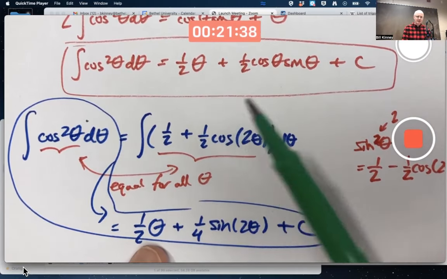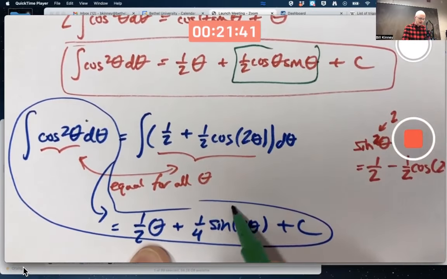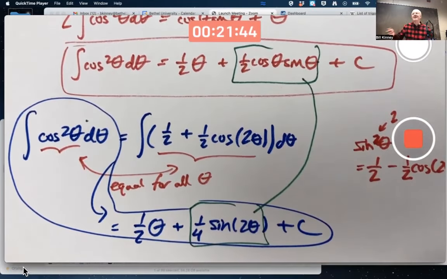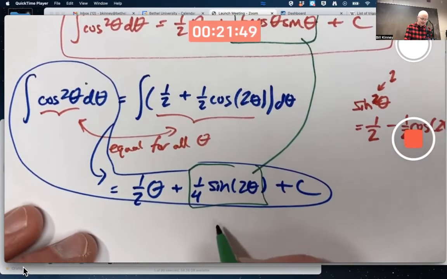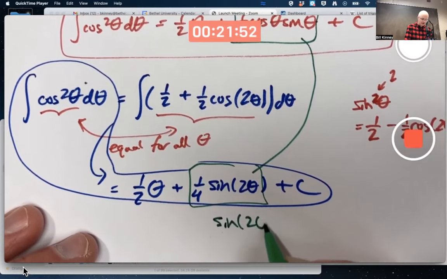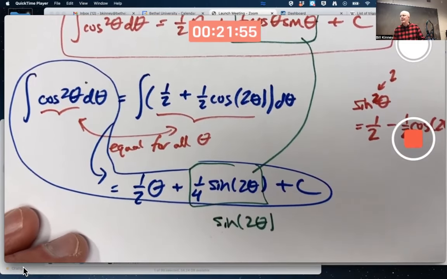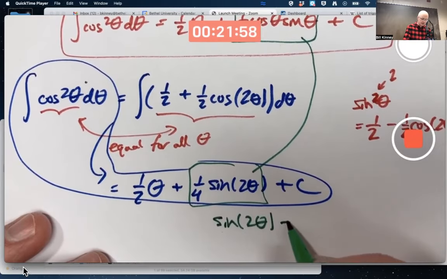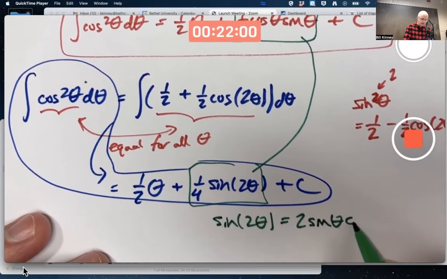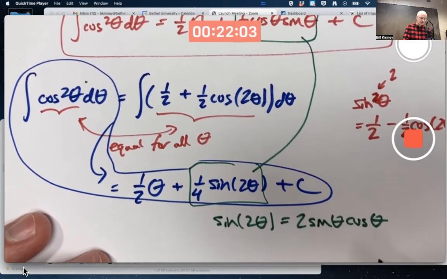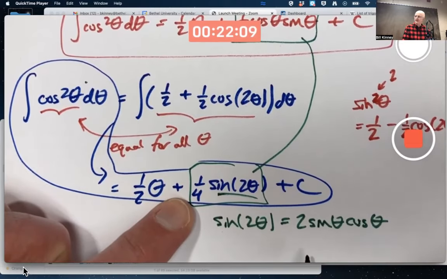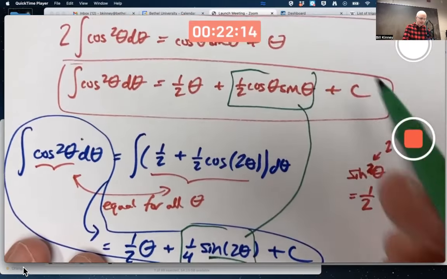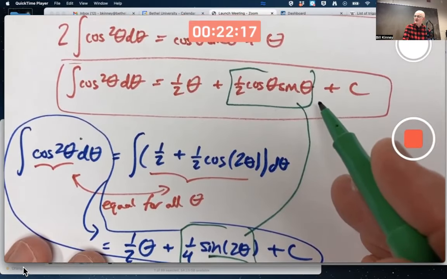Certainly 1/2 theta is the same in both. These two things are actually equal as well. That's yet another trig identity based on a simpler version, a so-called double angle formula that says sine of 2 theta is always equal to 2 sine theta cos theta. So if you make that replacement here, the 1/4 and the 2 cancel to give you 1/2 cos theta sine theta, just like I have up here. They are the exact same function.